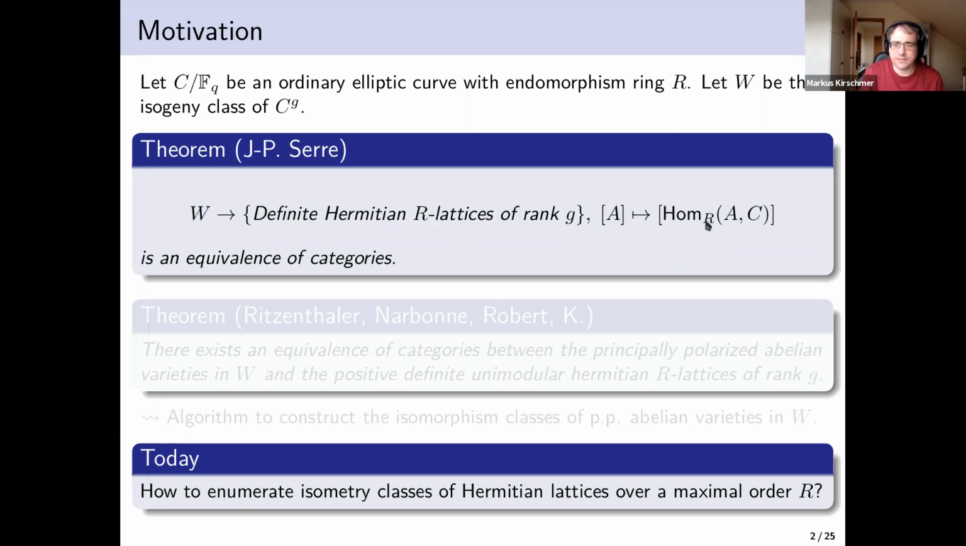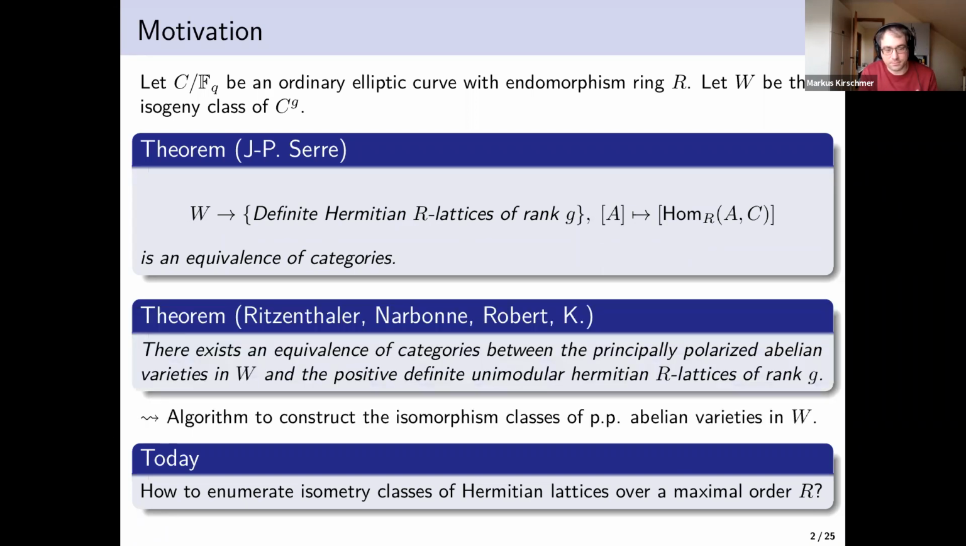Now, Serre only proves it for the case that R is the maximal order, but let's not be picky here. And recently, Christoph Ritzenthaler, Fabien Narbonne, and Damien Robert gave a similar equivalence of categories between the principally polarized abelian varieties isogenous to C to the g, and the positive definite unimodular Hermitian R-lattices of rank g. I'll explain in a second what that means.